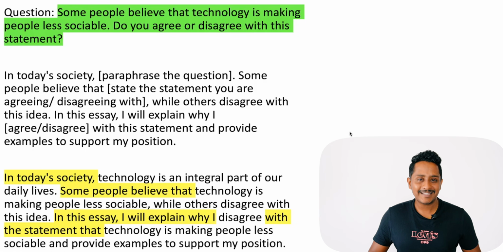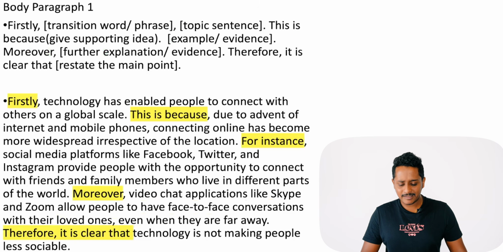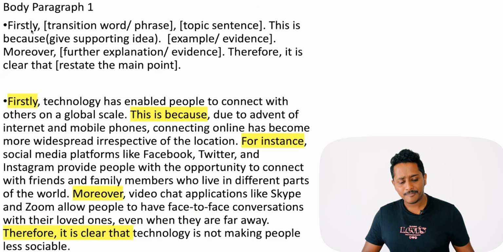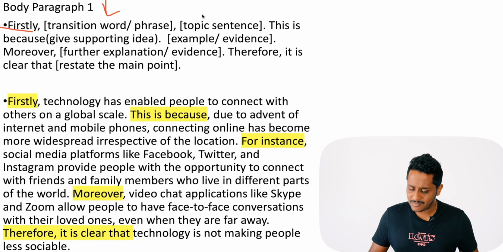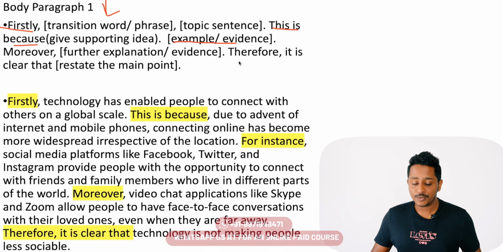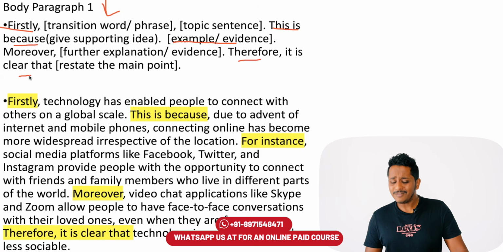Alright, let's get into body paragraph 1. Something important, just follow this exact structure, it will work for any agree disagree essay. Firstly, you need to introduce the topic sentence and the main idea. Then, because, give a supporting idea, and we will tell you how to create an idea for that. You need to write one example and then you should write, therefore it is clear that. Very simple, we will just see how to do it.